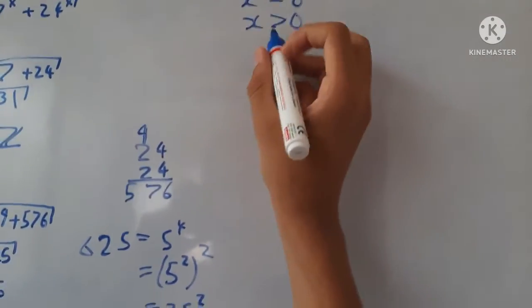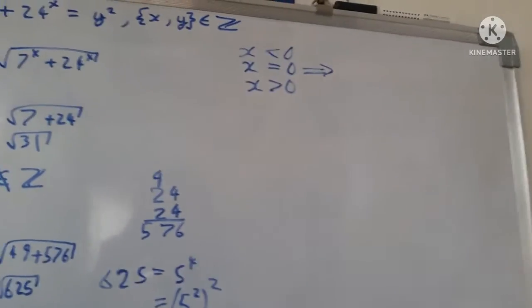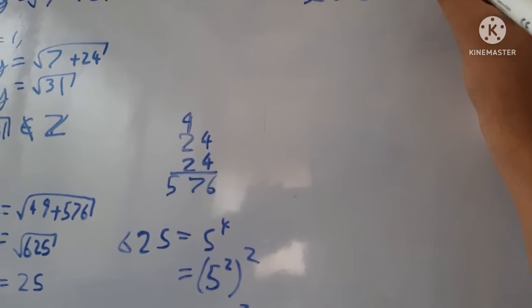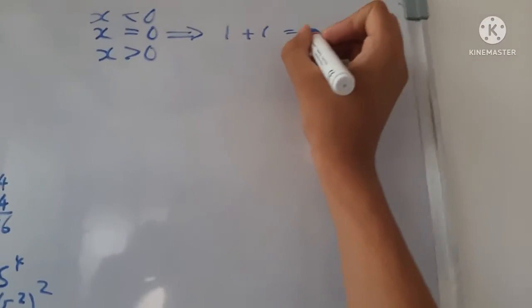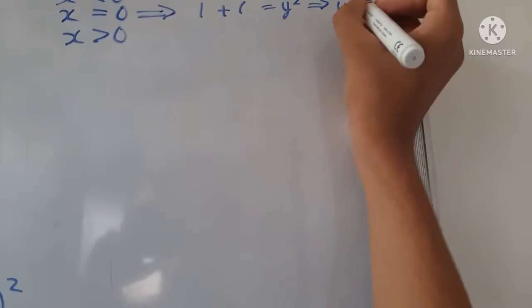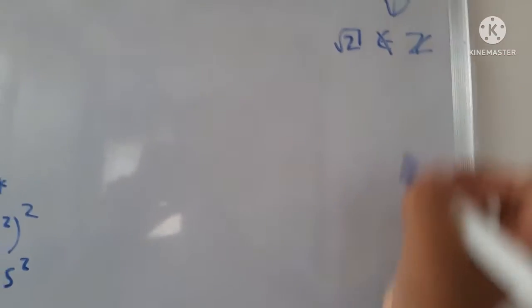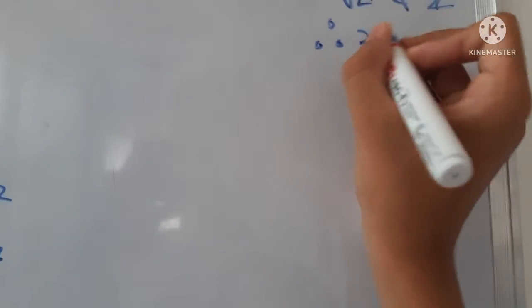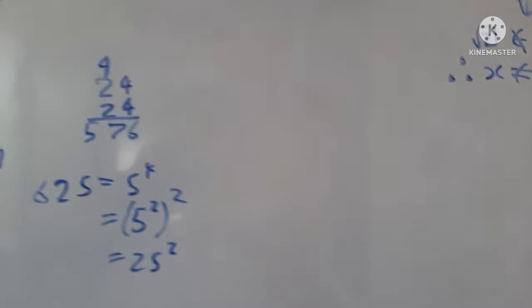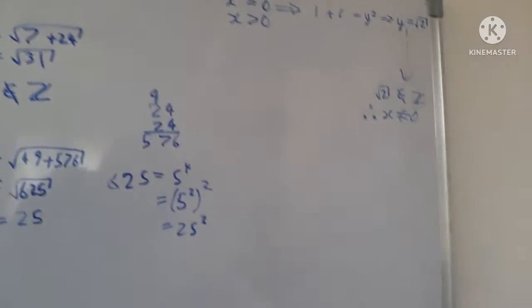For x equals 0, anything to the power of 0 is 1, so 1 plus 1 is equal to y squared, which implies that y is equal to the square root of 2. And of course, we know that the square root of 2 is not an element of the set of integers, so therefore x cannot be equal to 0 ever. Okay. Well, for less than 0, let's see.